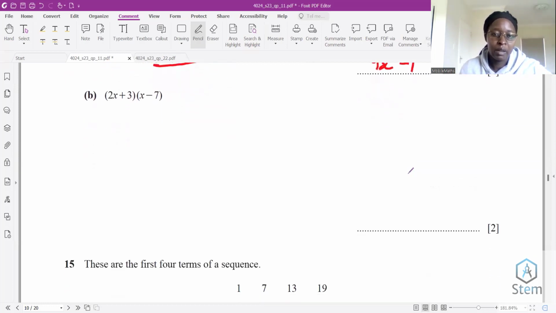Let's move on. We are removing brackets. For this one, the easiest way is to take this first term and multiply it with the bracket, then take this term again and multiply with the bracket. So let's do that.